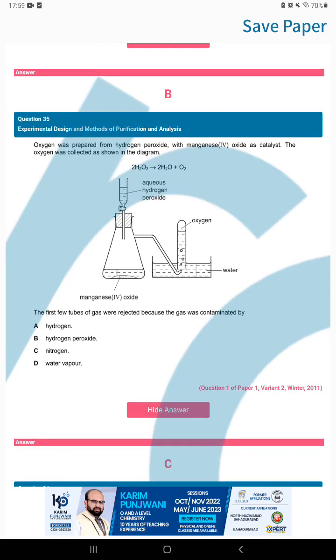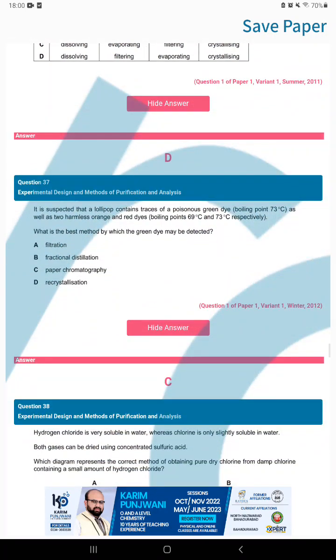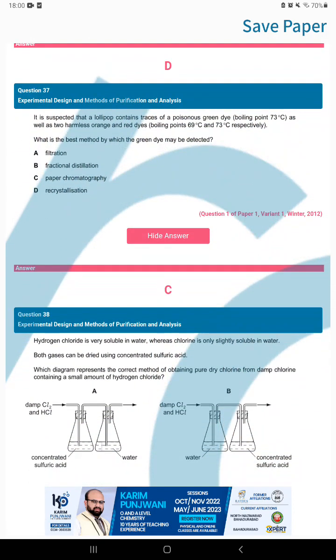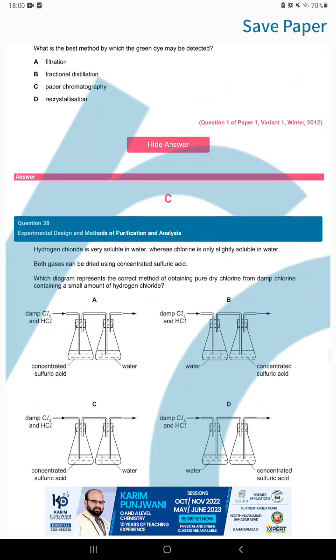Again, the question is repeated. Okay. Question number 37. It is suspected that a lollipop contained traces of a poisonous green dye, boiling point 73 degrees Celsius, as well as two harmless orange and red dyes, boiling point 69 degrees Celsius and 73 degrees Celsius respectively. What is the best method by which the green dye may be detected? Filtration, fractional distillation, paper chromatography, recrystallization. Remember, colors are given. Okay.